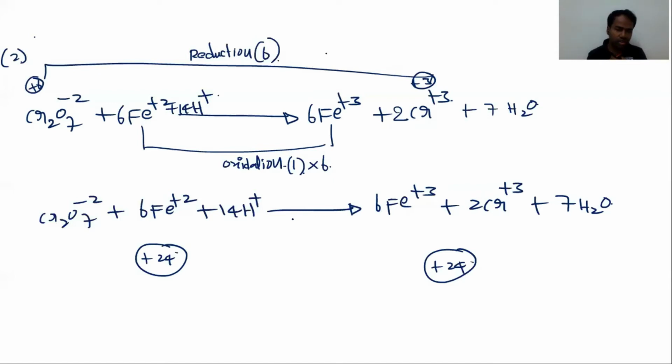If you want to convert it into basic medium, just add 14 OH⁻ ions on both sides. Then the 7 water molecules will come on the reactant side, and 14 OH⁻ will come on the product side.